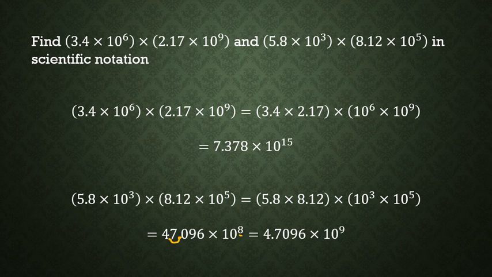So 47.096 times 10 to the 8th is equal to 4.7096 times 10 raised to the 9th power. And this is what we want in scientific notation. This is the correct way to write it.